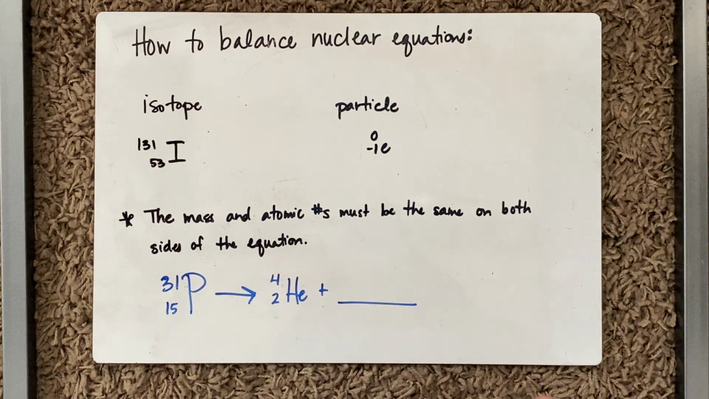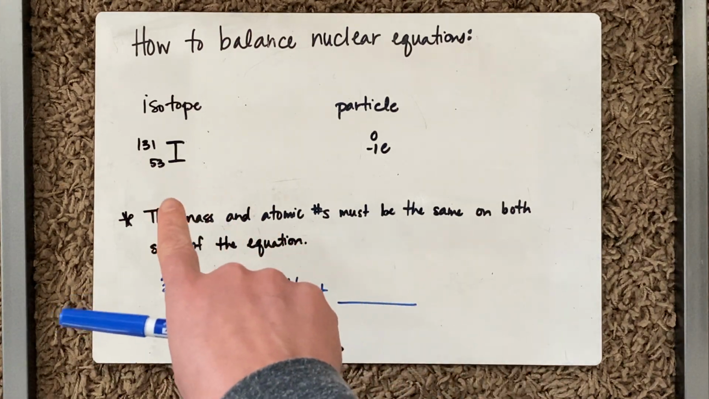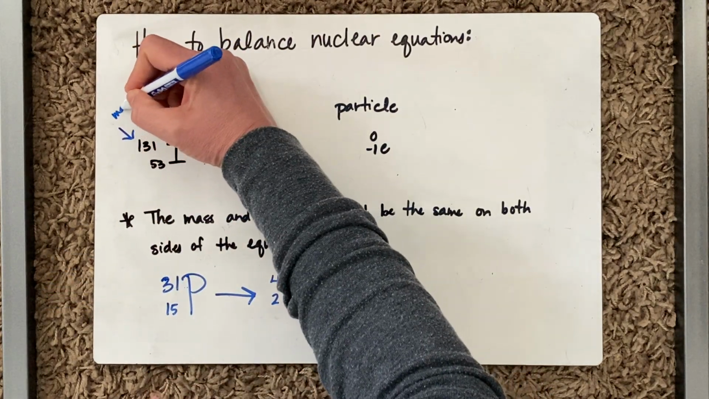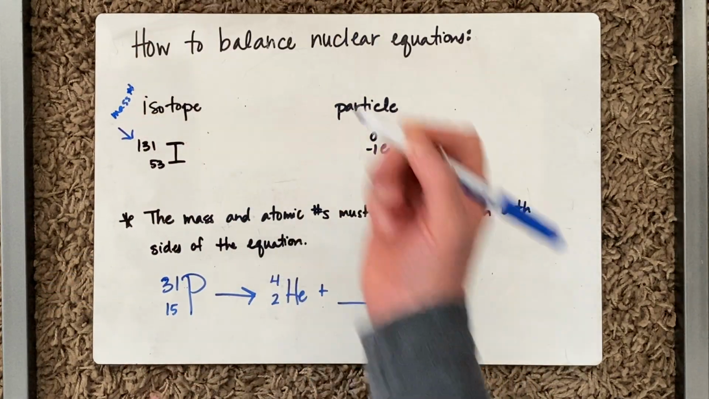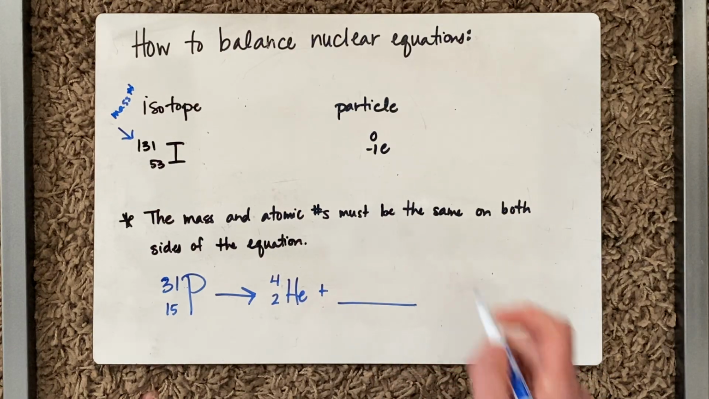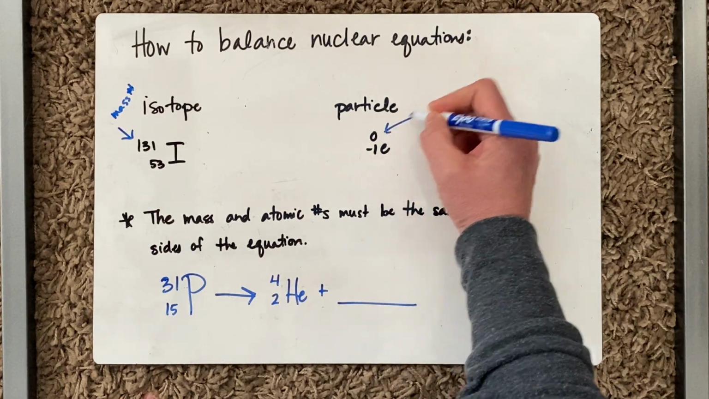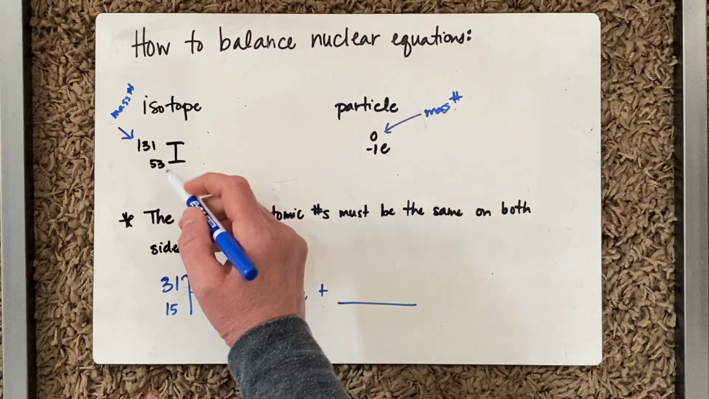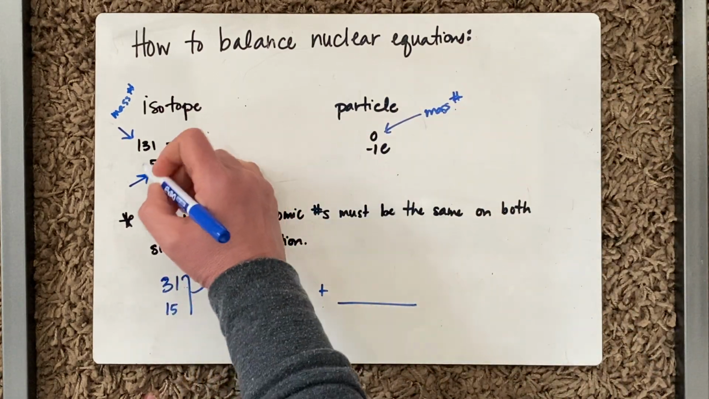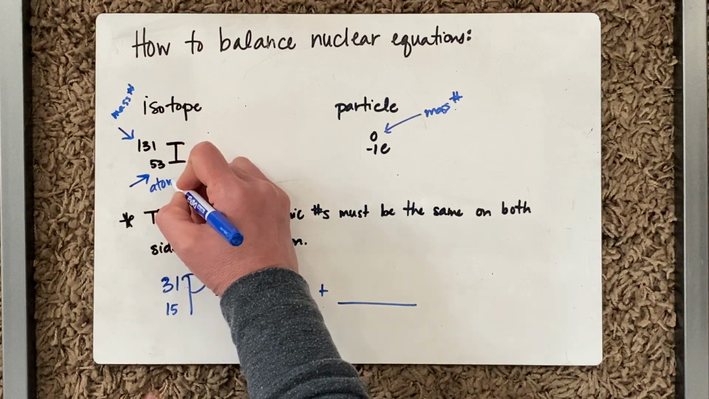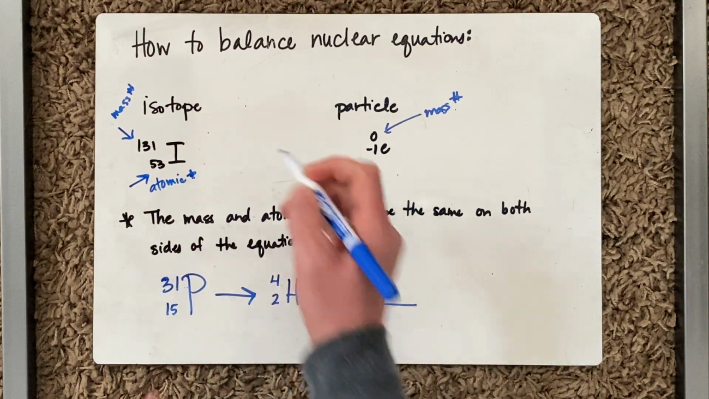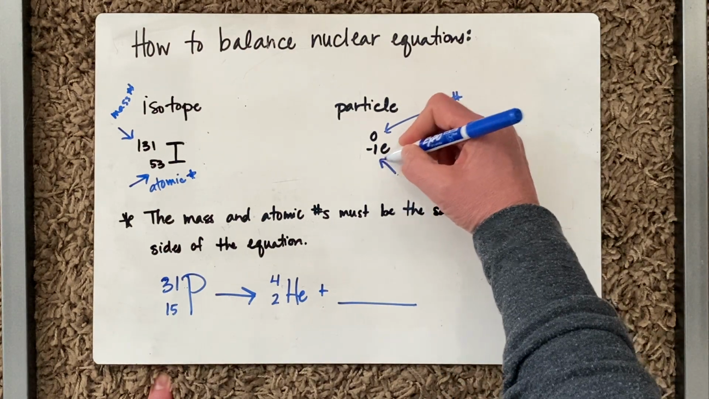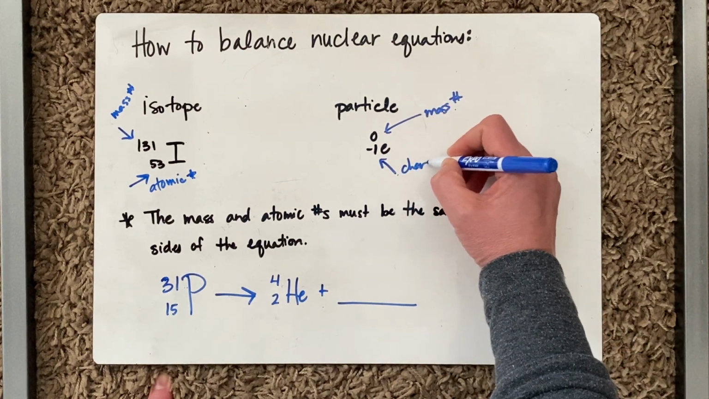for example, this top number right here, this is your mass number. And that's also what it means as a particle. It's the mass number. Now the bottom number on the isotope, this stands for the atomic number, which is what you're going to find on the periodic table. And a particle, this number is the charge of the particle.